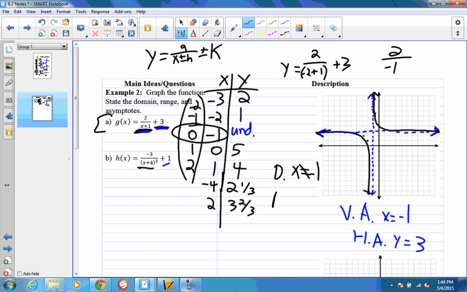Okay, so for range, Holden's got his hand up. Is x always not going to equal your vertical asymptote? Yeah, I think that's sure.